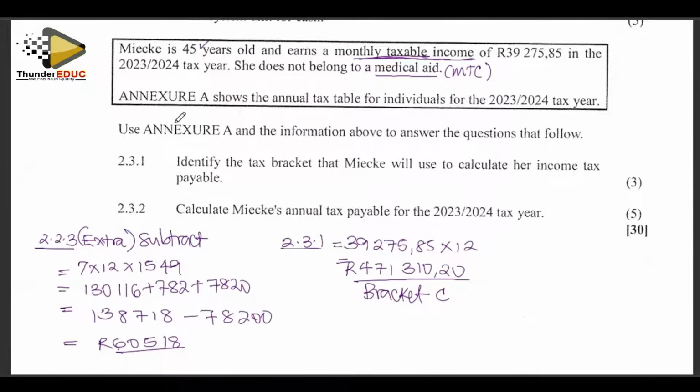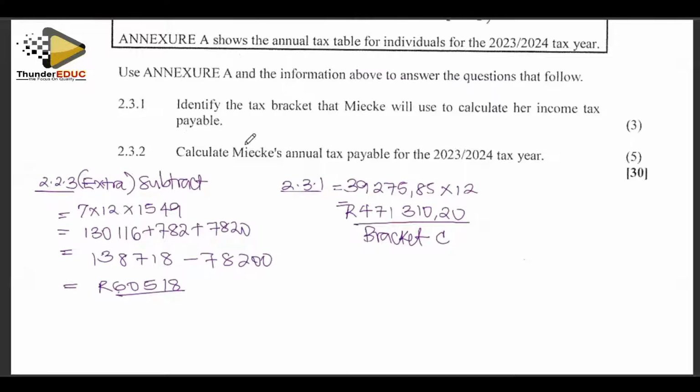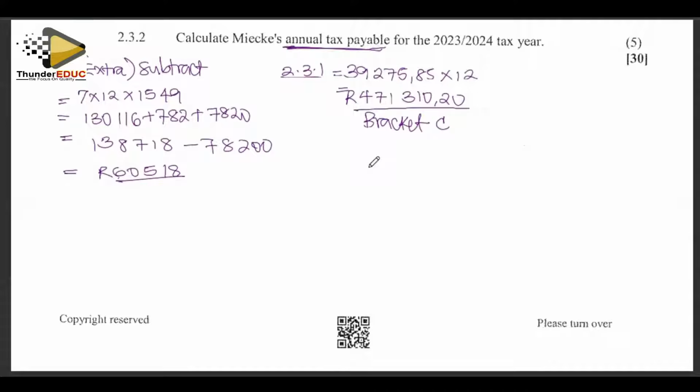All right, here we go and we see question number 2.3.2. Calculate Maki's annual tax payable. Now, this is when we are going to use the tables. We're going to pick that bracket that you have chosen for us and we shall calculate. All right, we shall go there. Let's pick bracket number 3.